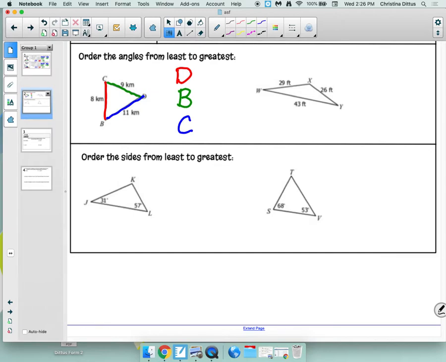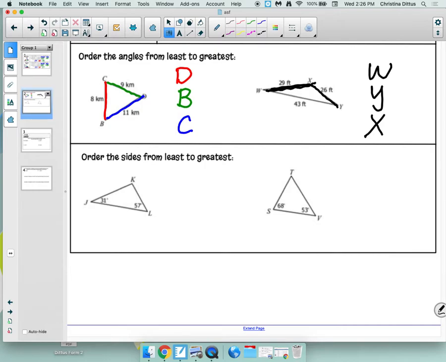Okay. In my next one, what's my smallest number? 26. So what's my smallest angle? W. What's my medium number? 29. So my medium angle, Y, which means the biggest is X. Put the letters in order with the numbers. Questions?